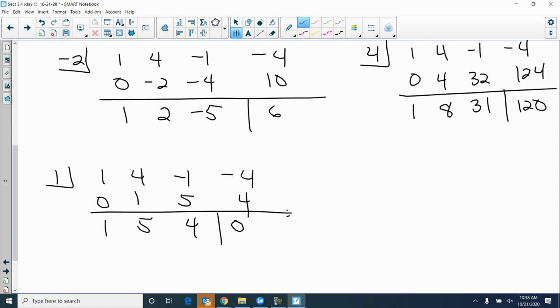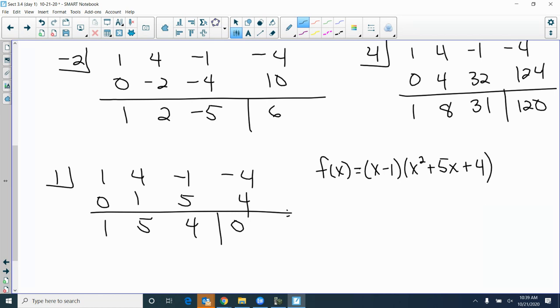So if 1 is a root, that means x minus 1 is a factor. So that means f of x now equals x minus 1 times x squared plus 5x plus 4. And now what can we do with that, the quadratic? We can factor it. So go ahead and factor it and see what you come up with.